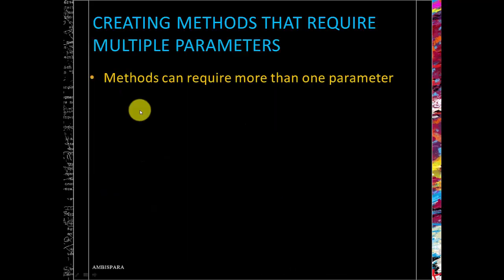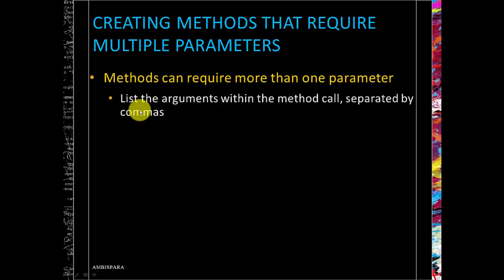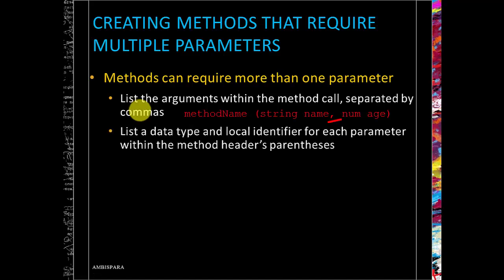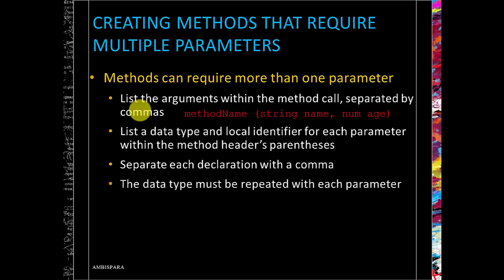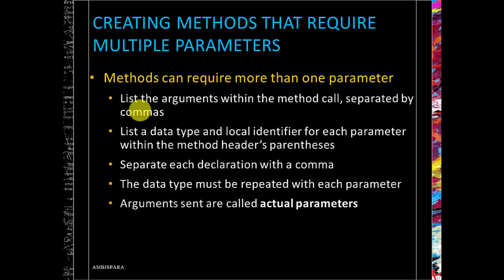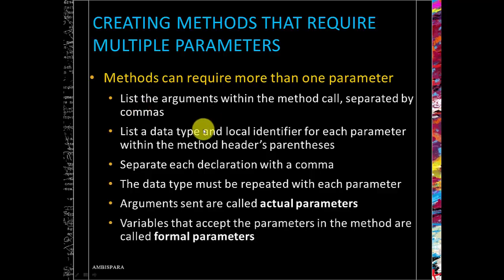Methods can require more than one parameter. So you can list the arguments within the method call separated by commas. You can list a data type and local identifier for each parameter within the method's header parentheses. You can separate, as mentioned before, each declaration with a comma, and the data type must be repeated with each parameter. Arguments sent are called actual parameters, whereas variables that accept the parameters in the method are called formal parameters.